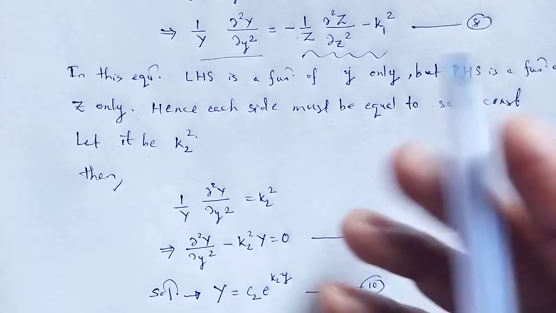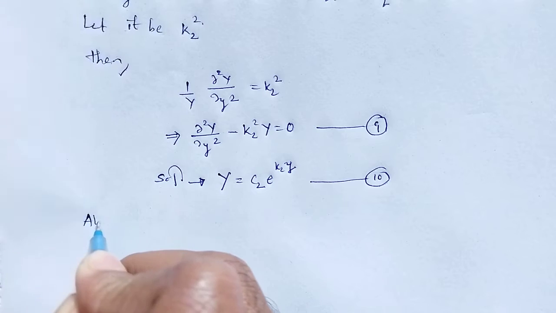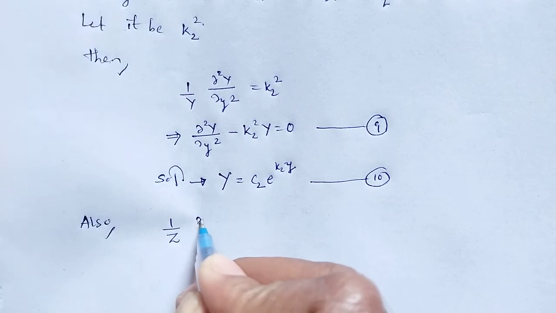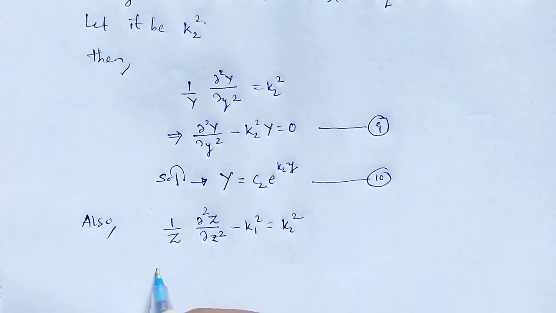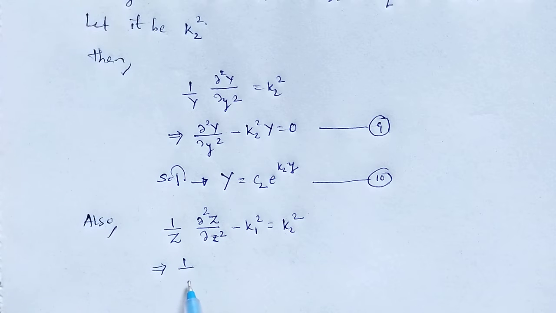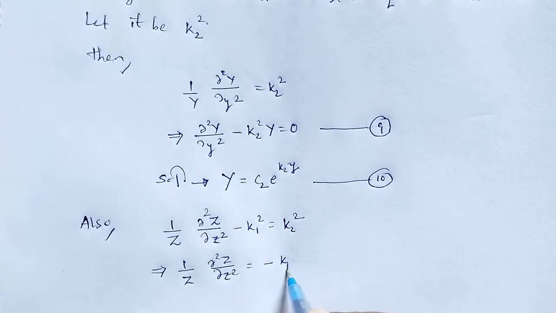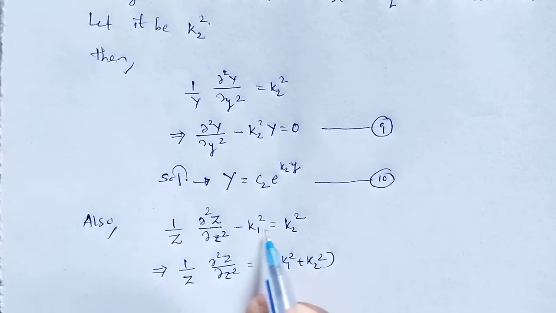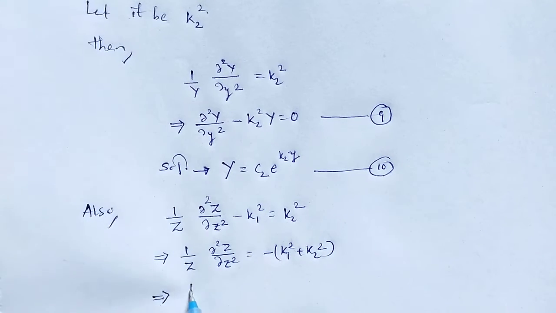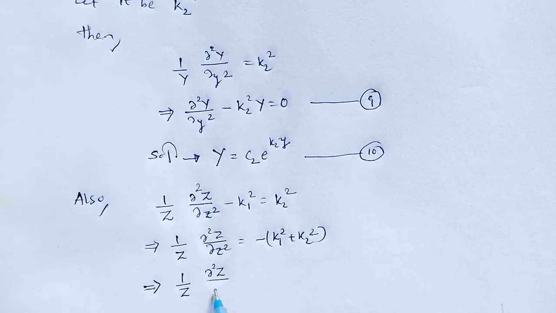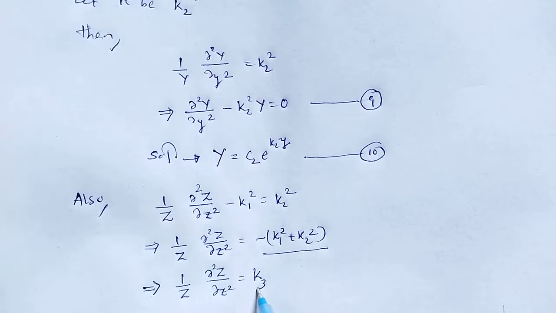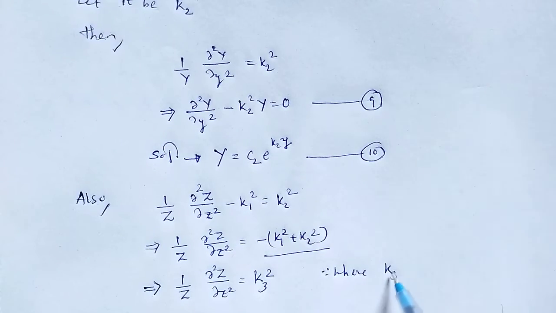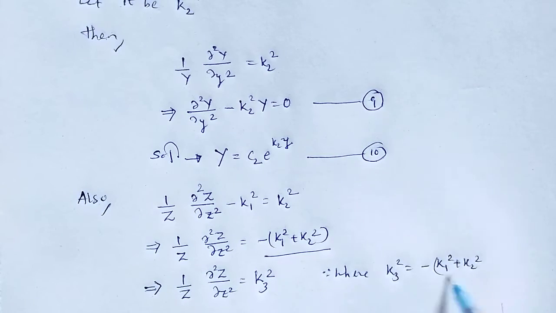Again, that side is also equal to a constant. Also we write 1 by Z del 2 Z del z2 minus k1 square is equal to k2 square, which implies 1 by Z del 2 Z del z2 is equal to minus k1 square plus k2 square, which implies 1 by Z del 2 Z del z2 is equal to, let that entire term be a new constant k3 square, where k3 square is minus of k1 square plus k2 square.